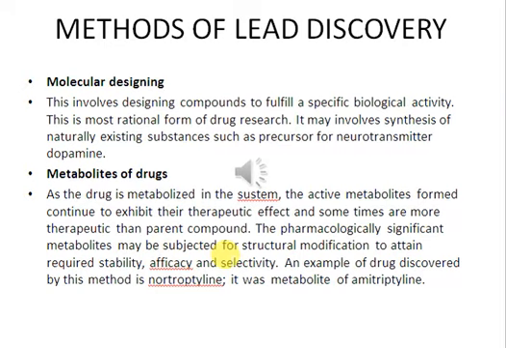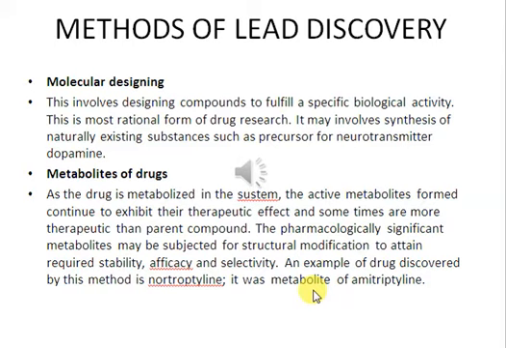So an example of a drug that was discovered in this way is nortriptyline. Nortriptyline was actually a metabolite of a drug which is amitriptyline, right? So that was the parent drug, and that drug was metabolized to form a large number of metabolites, and one of these metabolites was nortriptyline, and it was found that this nortriptyline is even more effective than the parent drug, right?